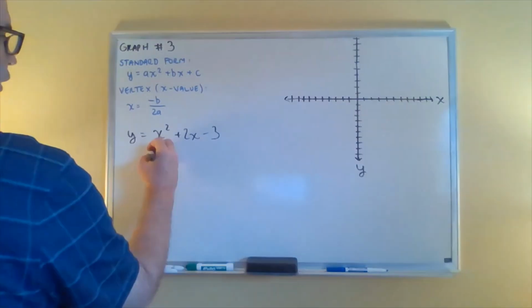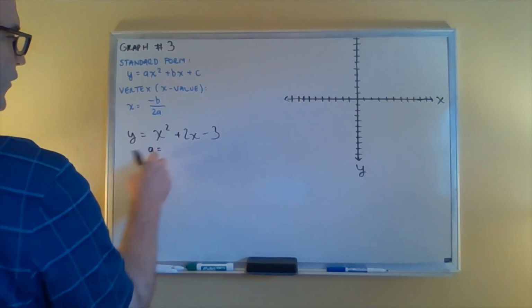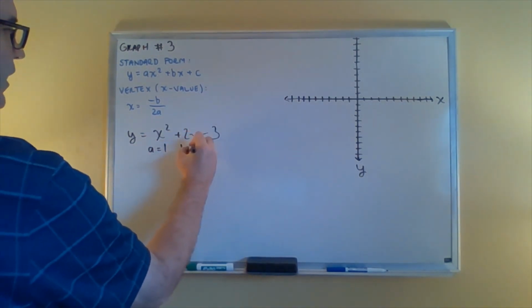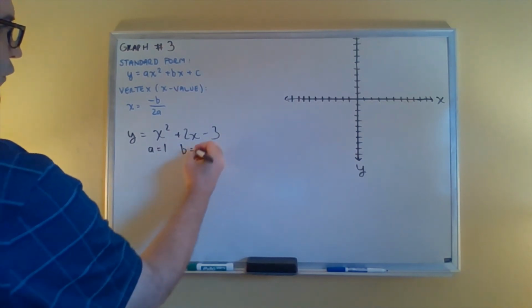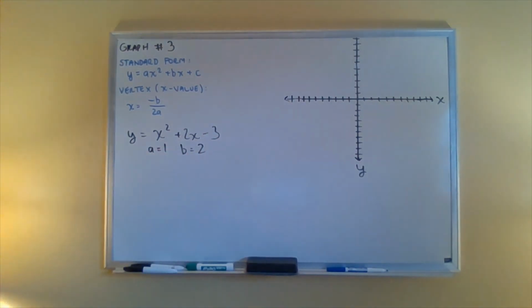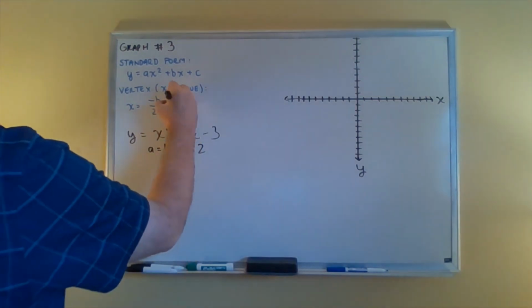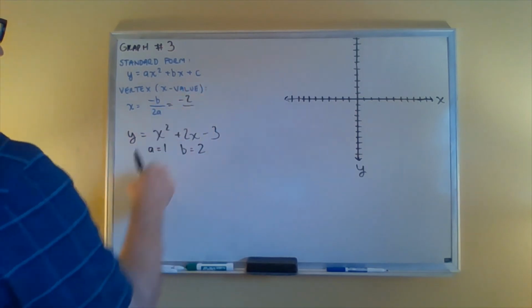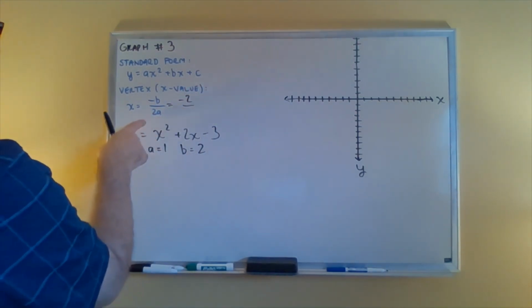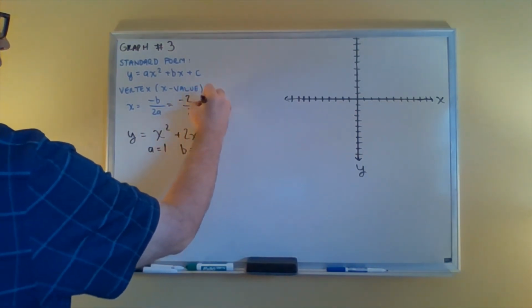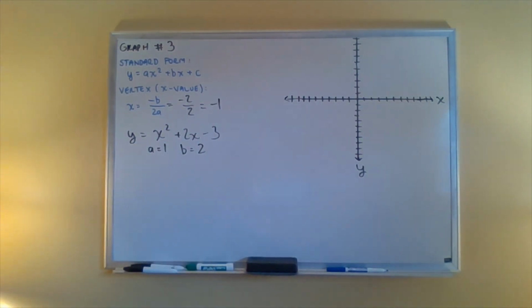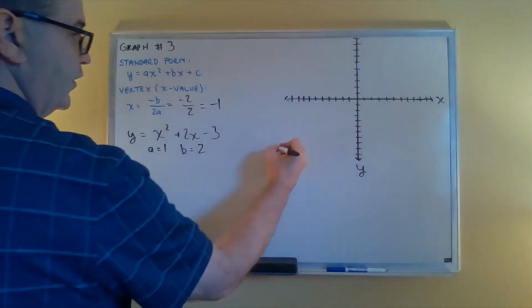Let's identify our a and b values. A is the coefficient of our x squared term, that's 1. B is the coefficient of our x term, which is 2. So those are the numbers that we're going to plug into our vertex formula. We're going to have negative b, or that'll be negative 2, over 2 times a, that'll be 2 times 1, which is 2. Negative 2 over 2 is negative 1. So the x value of our vertex is going to be negative 1.